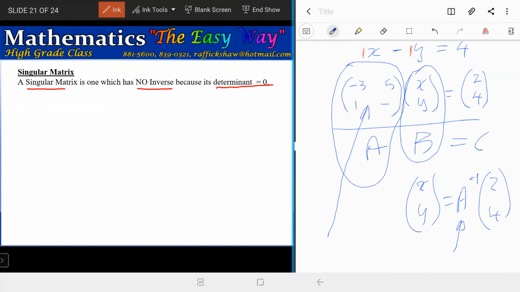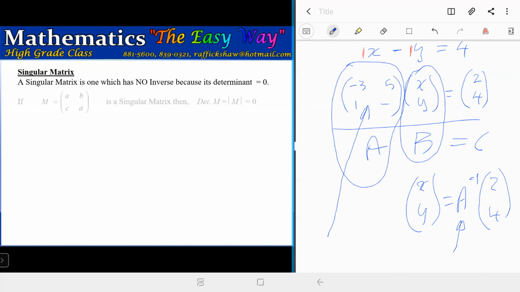Sometimes they give you a question and don't mention singular. All they tell you is this, and you must know that it is a singular matrix they're dealing with. So if the matrix is singular, then the determinant is equal to 0. And as I said, that's the part that you use for the calculation, that the determinant is equal to 0. And how does that work?